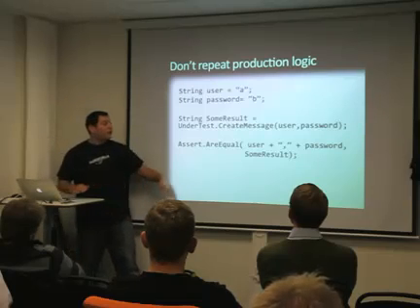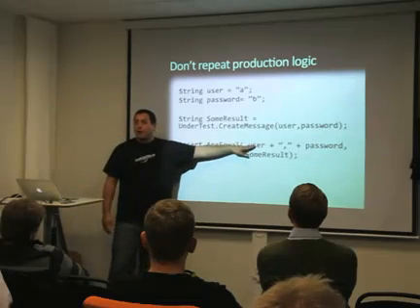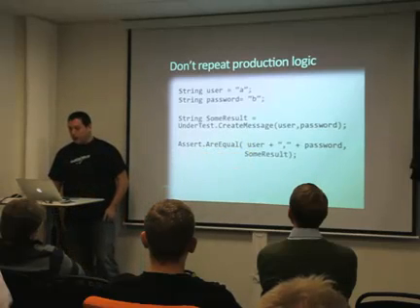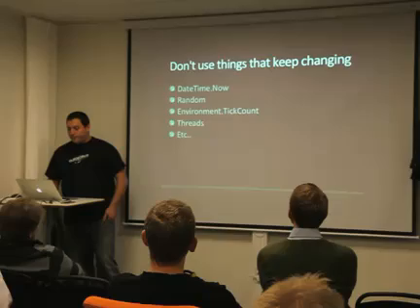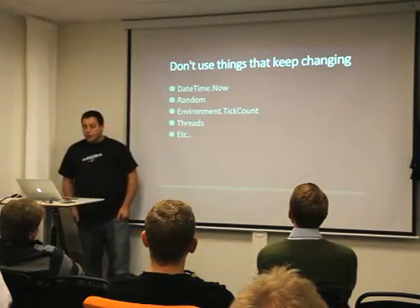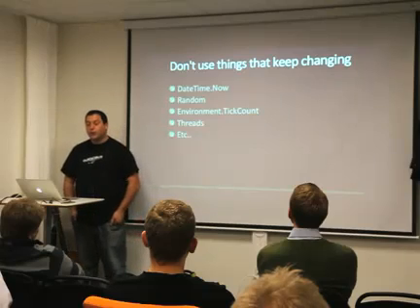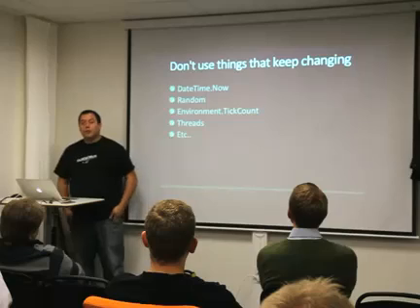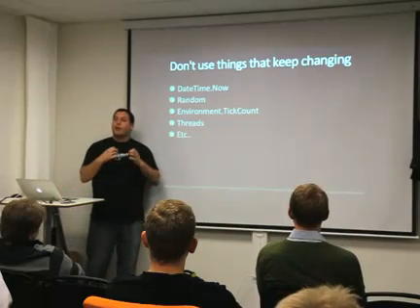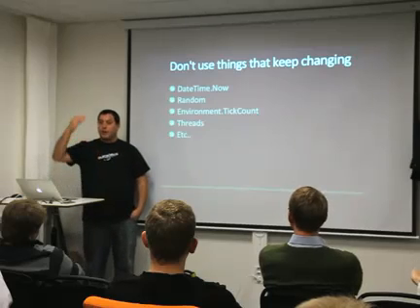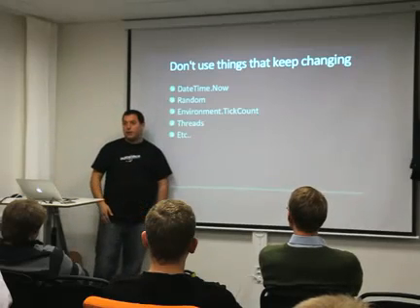And if you're not, you just have pieces of logic that could have a bug, even if it's not production code. You want your unit test to be consistent, so never use things that change. Don't use the current date time, don't use random numbers, don't use the environment tick count if you need it, don't use threads. Unit tests should run in the same thread, in a single process, and should be able to run linearly.